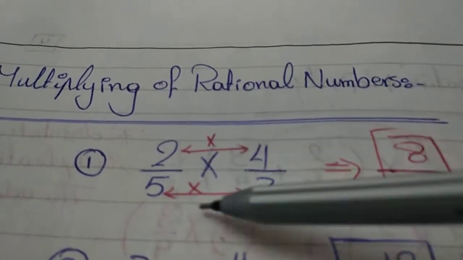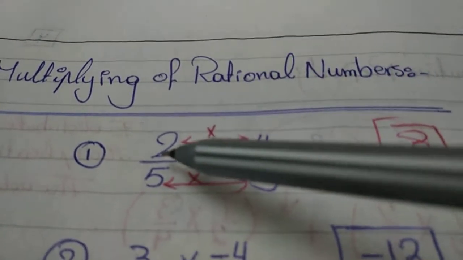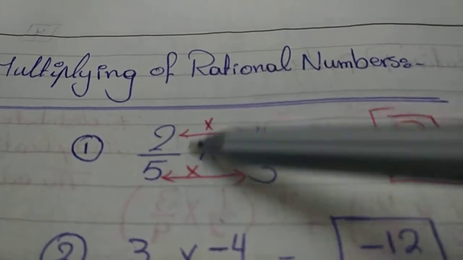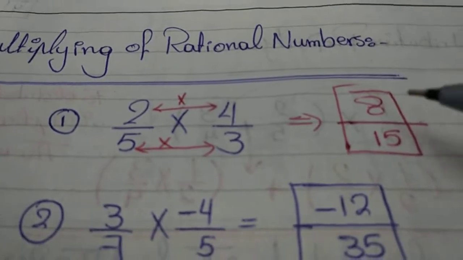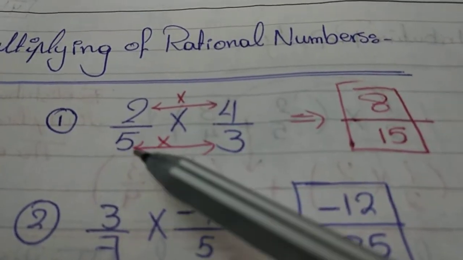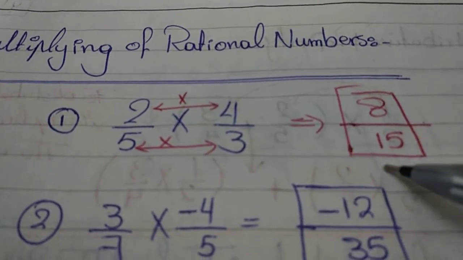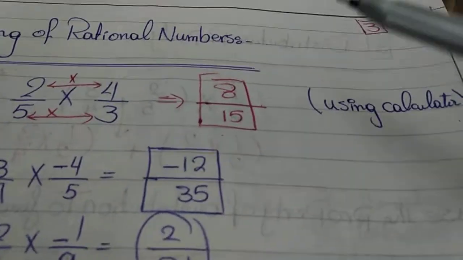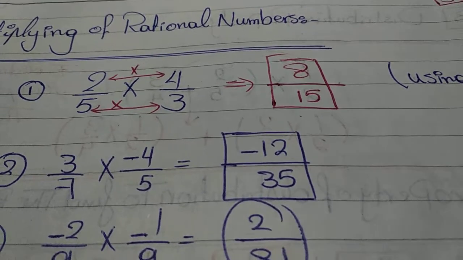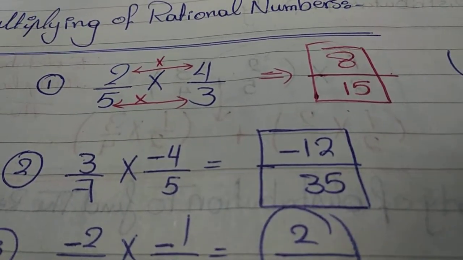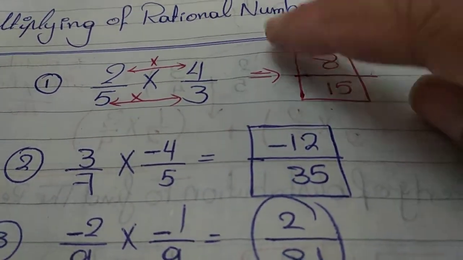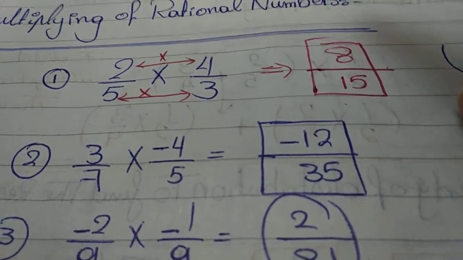I will use the calculator. How? I will multiply the numerators by each other. 2 times 4 will be 8. And then I will multiply the denominators by each other. 5 times 3 will be 15. Using calculator. And if the answer needs to be simplified, simplify it.